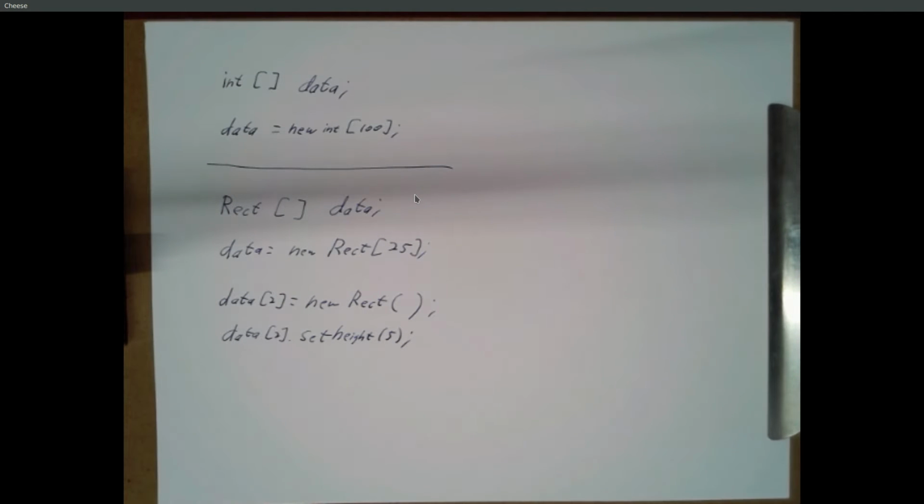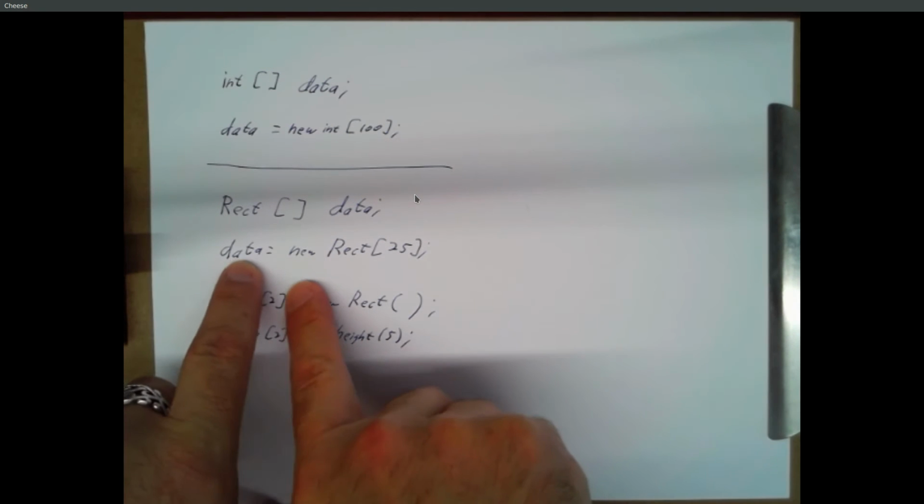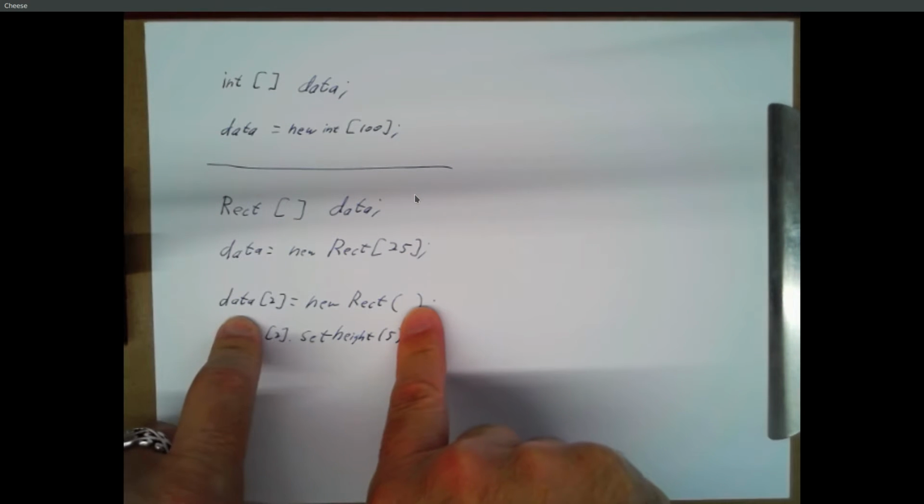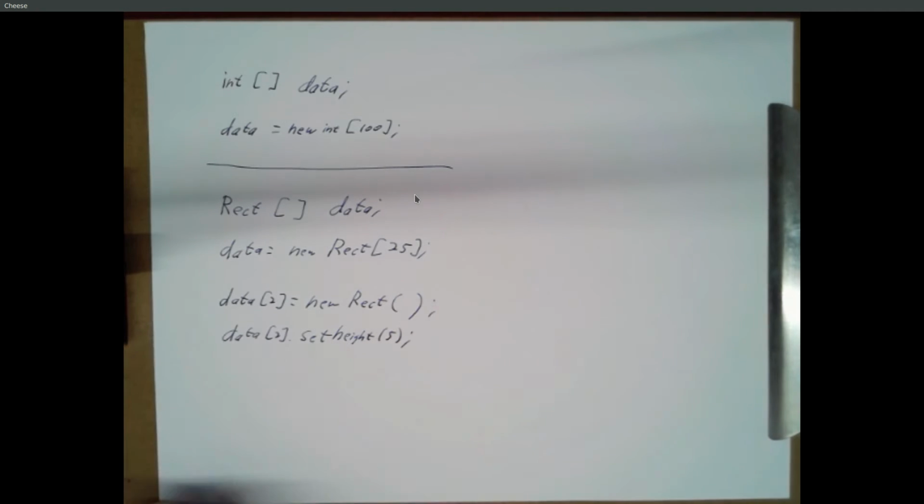So arrays of objects, you have to do two constructions. First, you have to construct space for all the references to your rectangles. Then you still have to construct any rectangles that you're actually going to use. So that's the slightly quirky thing about arrays of objects.